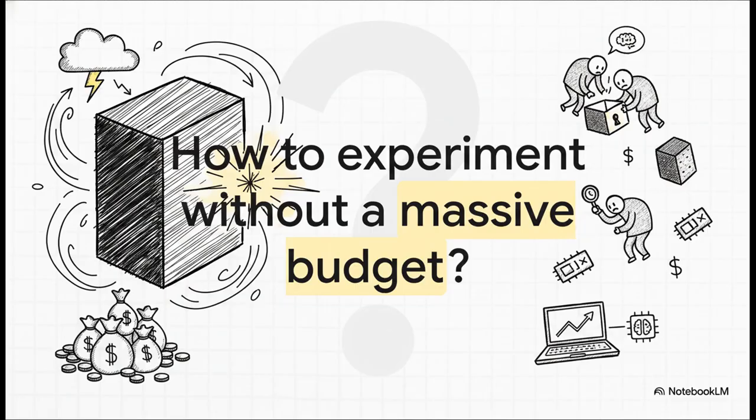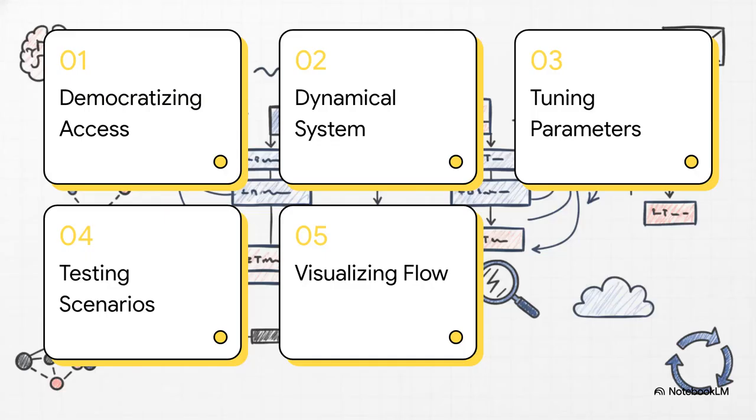Until now. Here's our roadmap for today. We're going to cover 1. Democratizing the transformer architecture. 2. The forward-pass dynamical system. 3. Tuning parameters and states. 4. Testing architectural scenarios. And 5. Visualizing information flow. Let's dive right in.